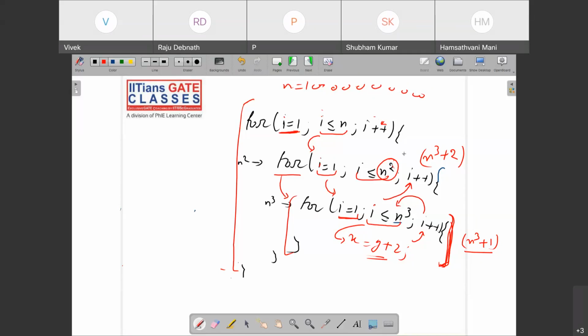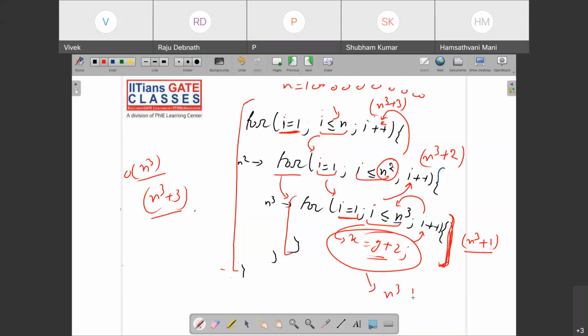Now it will go back and increase the value of I by plus plus again. It will be n cube plus 3, which is greater than n. So the time complexity is actually order of n cube. And if somebody asks what the value of I is at the end of this for loop, it is n cube plus 3. And if somebody asks how many times this line is going to execute, it's n cube times.